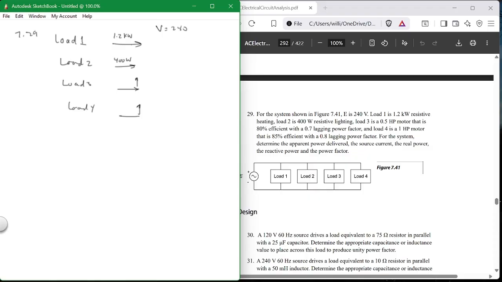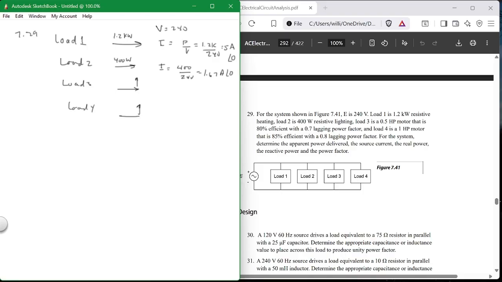So V times I is this. So what is my amps here? What is the amps for this one? It's power divided by V. So the I here is equal to power divided by V, or 1.2 kilowatts divided by 240, or what? 5 amps, and it's at angle 0. Here, I is equal to 400 watts divided by 240, or what? 1.67 amps at angle 0.